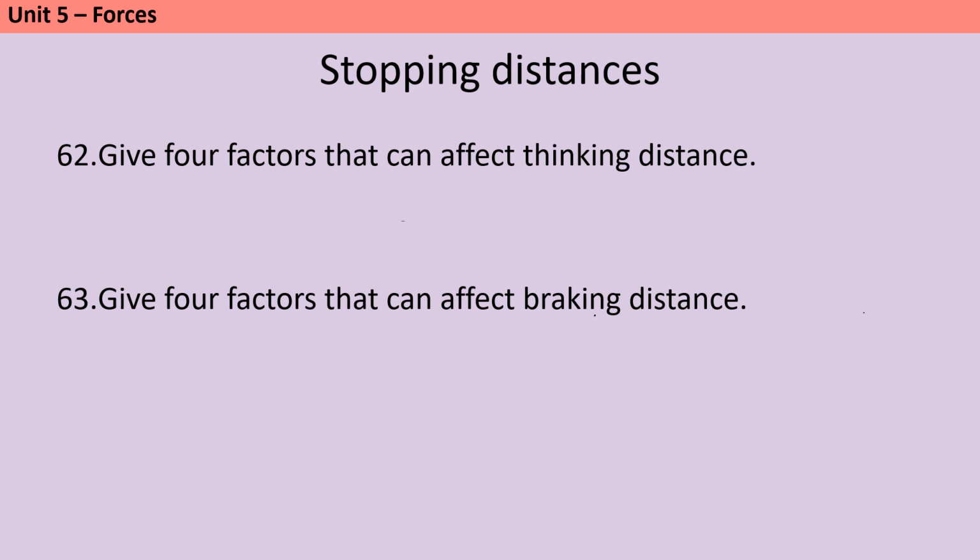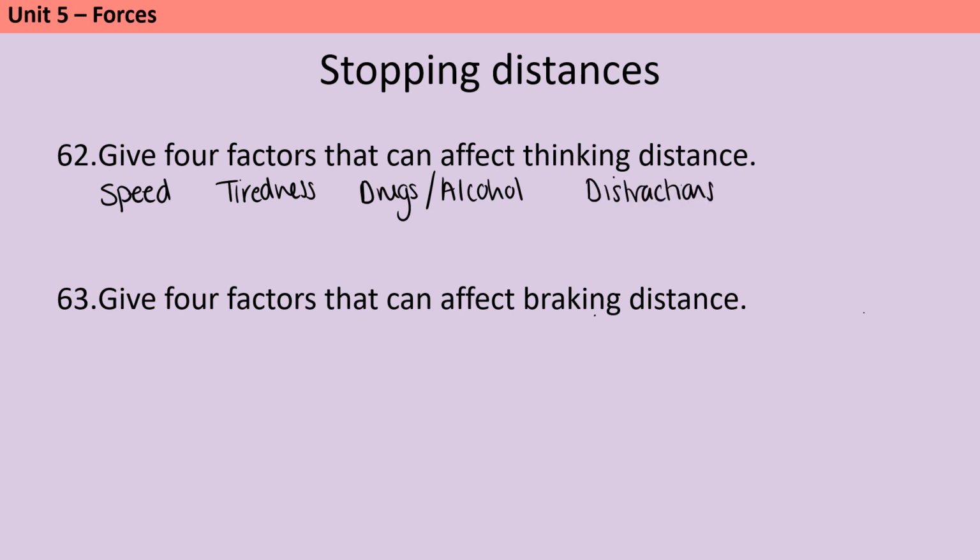The first factor that can affect thinking distance is the vehicle's speed, and this is because while it won't affect the reaction time of the driver, if the vehicle is moving at a higher speed, then it will cover more distance in the amount of time that it takes for that nerve signal to go from the driver's brain to their muscles in order for them to actually hit the brakes. The other 3 factors are all things that will affect their reaction time, so whether or not the driver is tired, whether they're under the influence of drugs or alcohol, and also whether they're distracted.